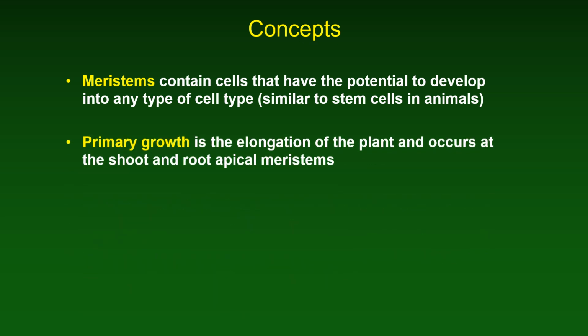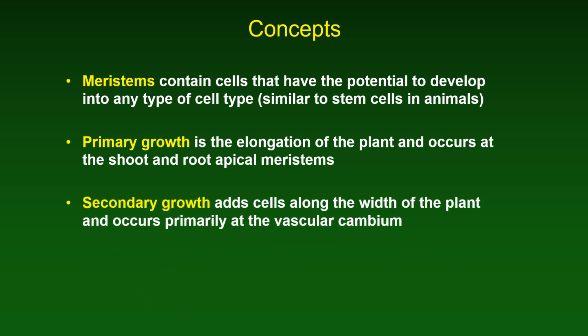Primary growth is the elongation of the plant. And for some plants, that's all they do. They grow longer at the roots and they grow longer at the shoots. Now, the stem in these plants that do nothing else might get a bit wider, but it's just by the cells expanding and getting fatter in size.